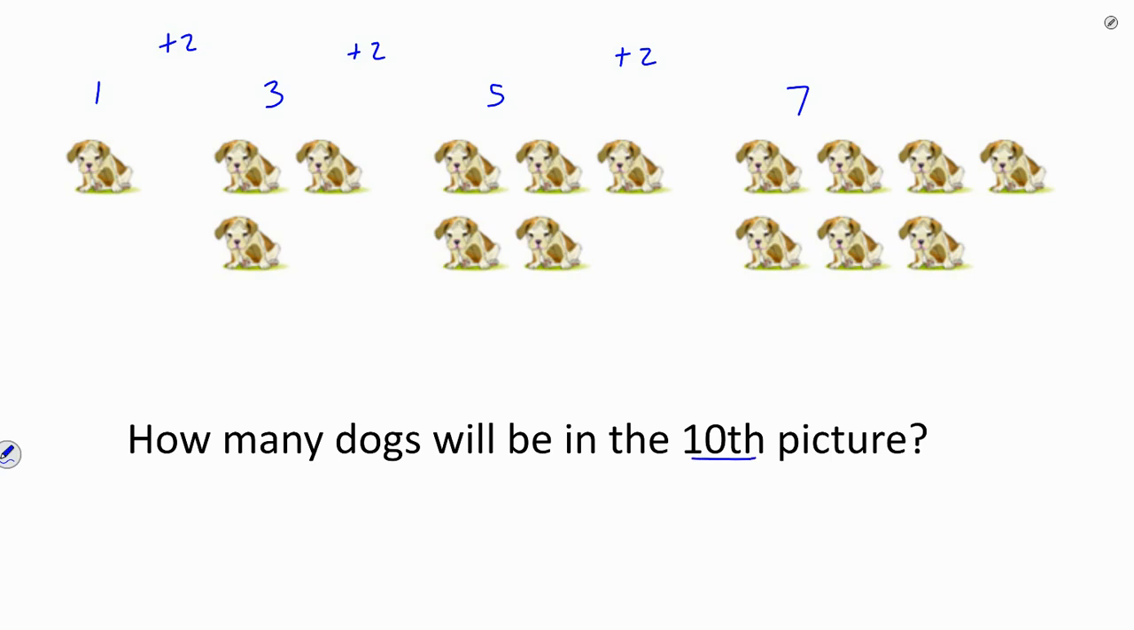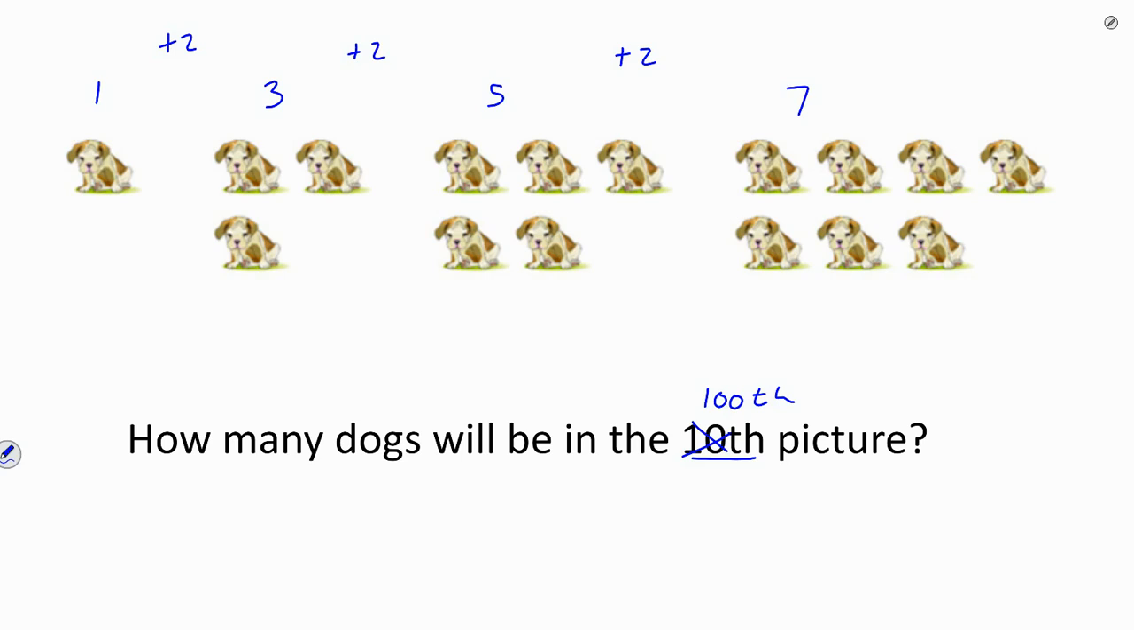Well, that could be kind of challenging because here I only have the first 4. So what I have to do is keep adding 2 a whole bunch of times, and I have to make sure I count it right. And it can get kind of tricky, though 10 is not too bad. But what if I asked how many dogs are in the 100th picture? Now it gets really challenging because I would have to add 96 more times, and it gets kind of messy over and over and over again.